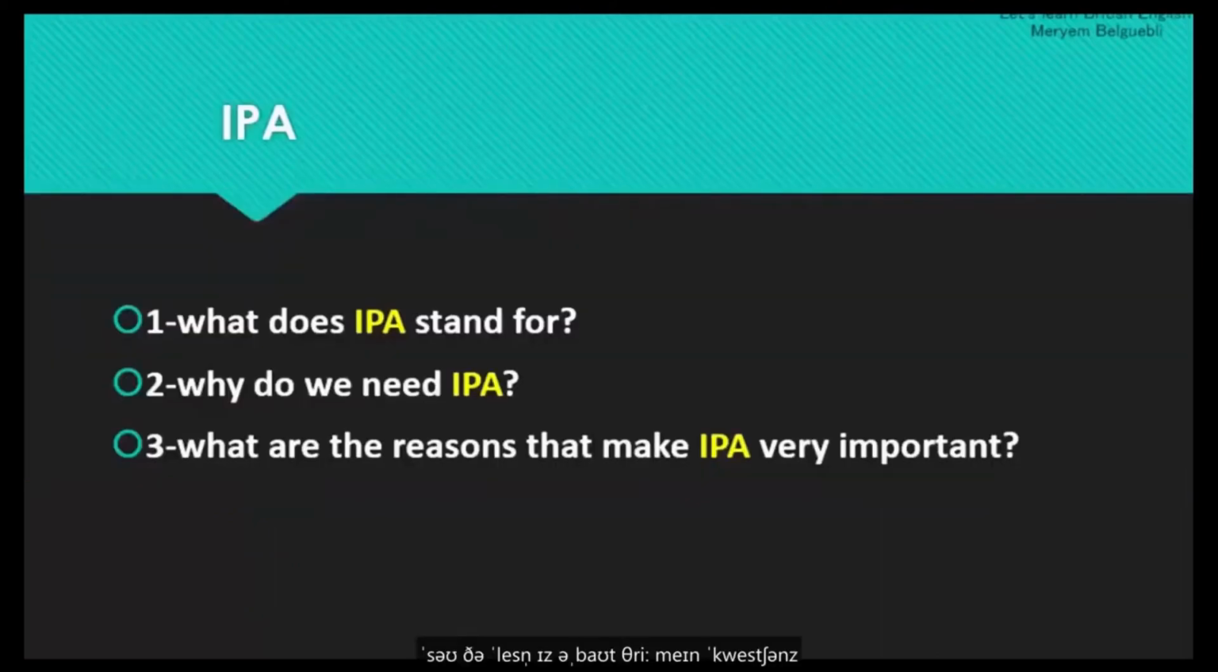So, the lesson is about three main questions. The first question, what does IPA stand for? The second question, why do we need IPA? The third question, what are the reasons that make IPA very important? So let's move on.